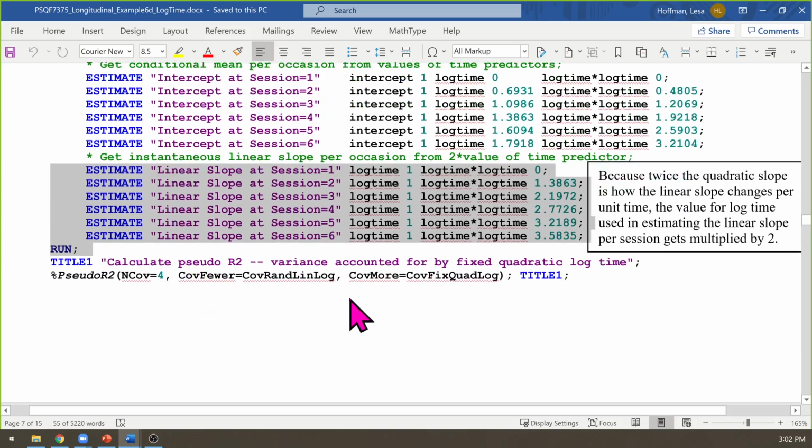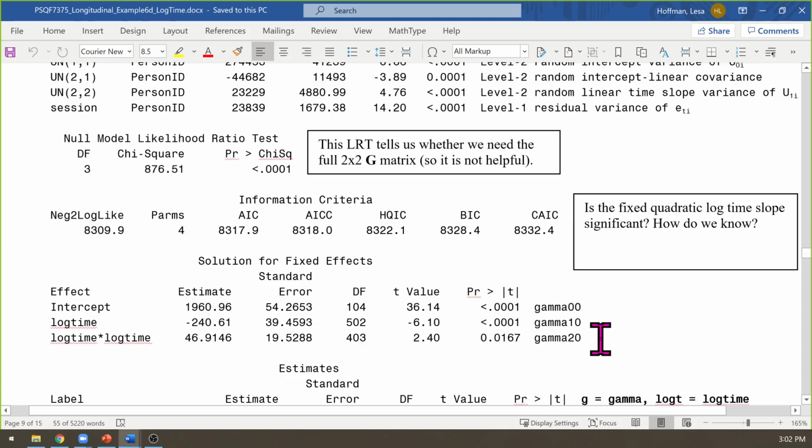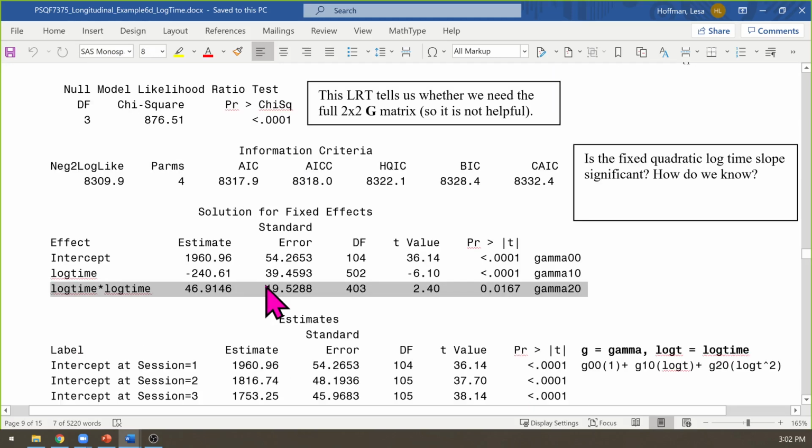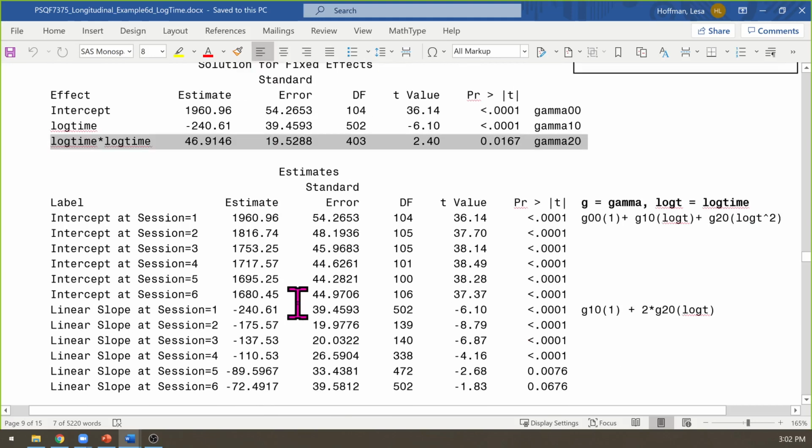So I can add the fixed effect and see what happens with that. The fixed effect, curiously enough, is significant. So it did actually improve my model, even though it didn't look like it fit that badly to begin with. So then we have the random effect after this.